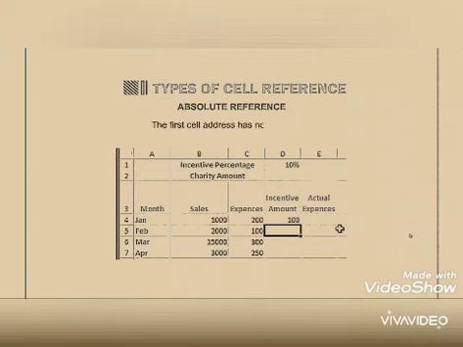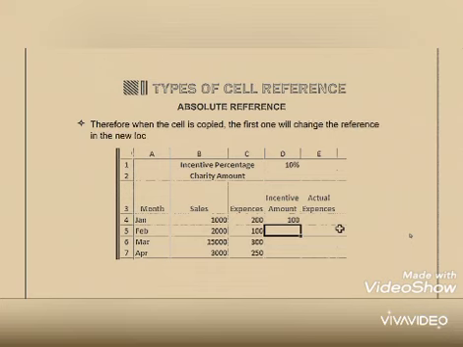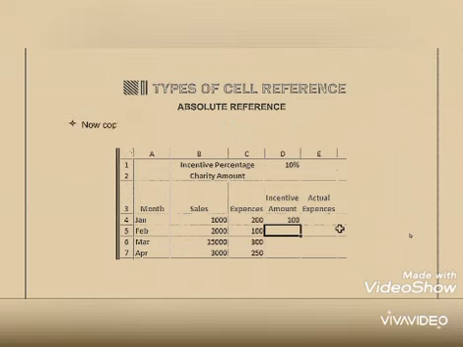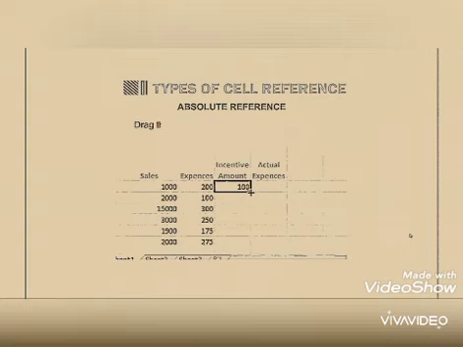The first cell address has no $ sign, so it is a relative reference, and the second cell address is fully absolute. Therefore, when the formula is copied, the first one will change the reference in the new location, but the second will remain the same, that is $D$1. Now copy the formula: when the pointer changes to a copy pointer symbol, drag the selected formula to the rest of the cells.